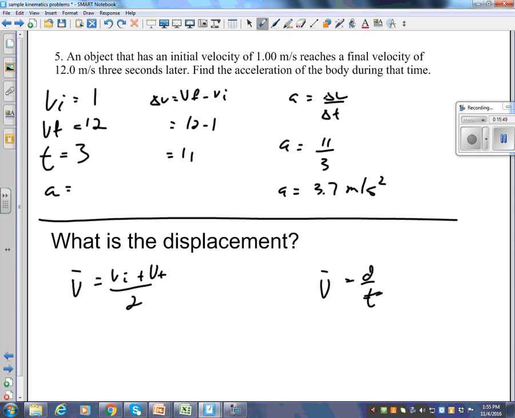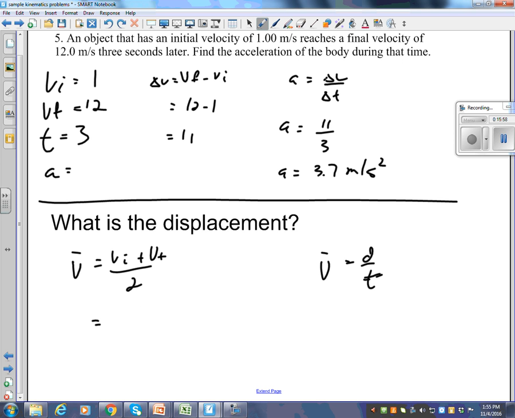You've got to find the average first. What's the initial? What's the final? 1 plus 12 is? Divide by 2 is? That's not average, that's the change in velocity. Average means add them together and divide by 2. So that is our average speed.